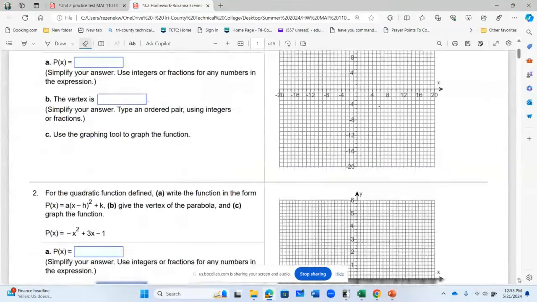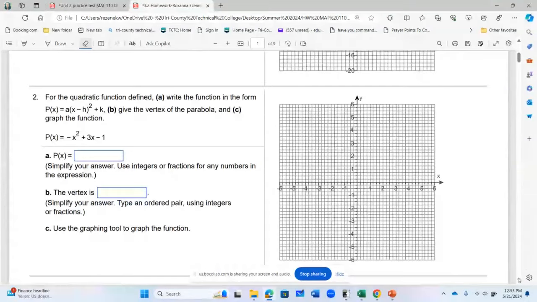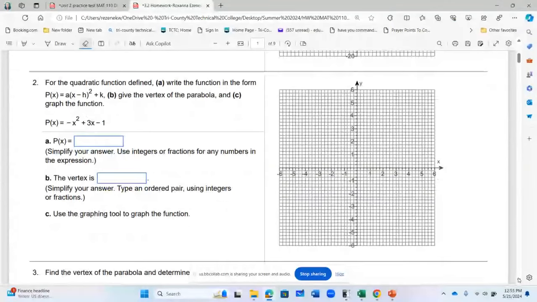Changing from standard form of a quadratic function. Okay, now look at number 2. For the quadratic function defined at the right, write the function in the vertex form. Give the vertex. If you finish this class, you should know how to do this. Okay, so the first thing I want to do is throw the constant term to the left-hand side. The constant term is negative 1. So I will now say positive 1.